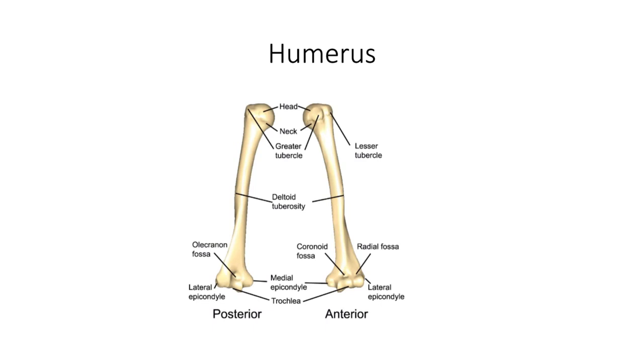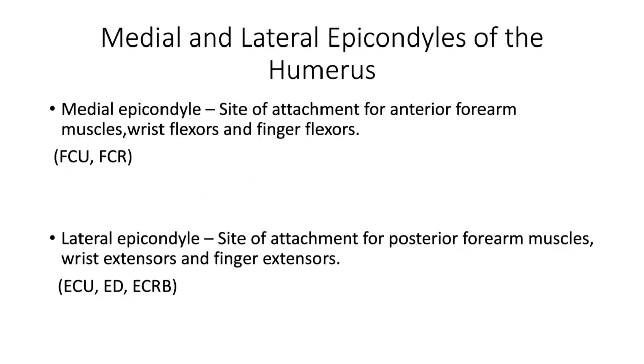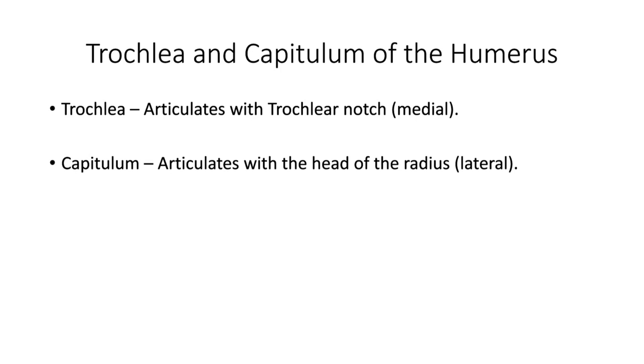The trochlea fits into and articulates with the trochlear notch of the ulna, and the capitulum articulates with the head of the radius. So the interaction between the trochlea and the trochlear notch forms the humero-ulnar joint, and the interaction between the capitulum and the head of the radius forms the humero-radial joint.